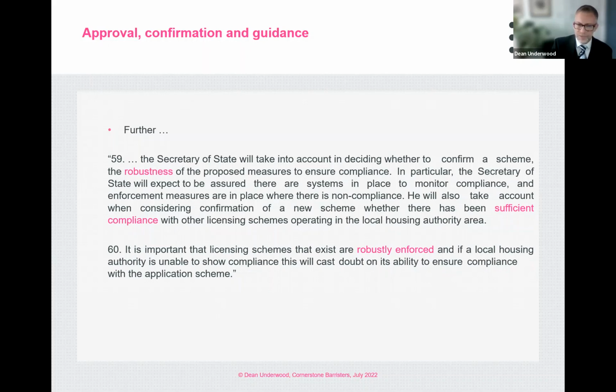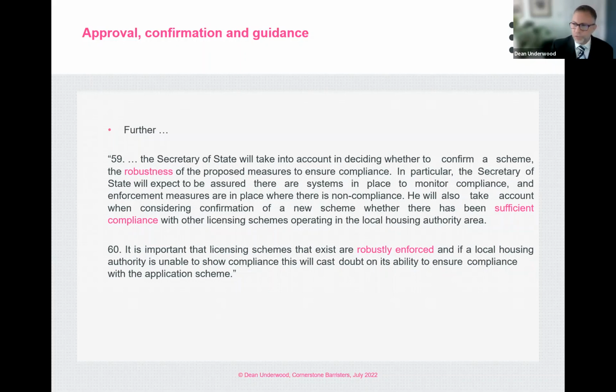It's important that licensing schemes that exist are robustly enforced, and if a local housing authority is unable to show compliance, this will cast doubt on its ability to ensure compliance with the application scheme. Now, a number of points to take from that, and that is, as indicated in respect to the last slide, it's not just robust evidence that the conditions for a designation are fulfilled, but actually that the local housing authority has a good track record, or will, for X, Y, or Z reasons, have a good track record of not just implementing the licensing designation, but enforcing it with a view to improving conditions in the area. And I cannot emphasize enough the importance that the Secretary of State places on that evidence.